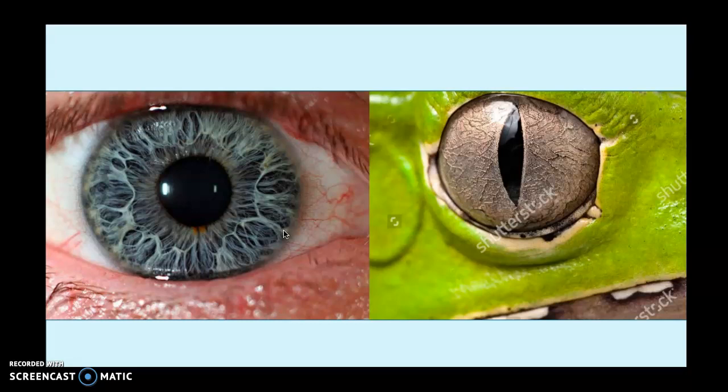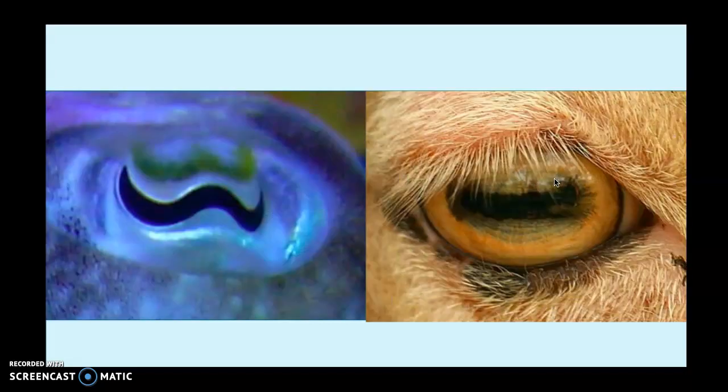Let's take a look at some of the other pupils and irises in the animal kingdom, though. This is not a human being, this is a frog. Notice that it has a slit pupil this way, a vertically slit pupil, and a very weird iris. And each of these animals, usually it helps them to identify prey or their predators more easily.